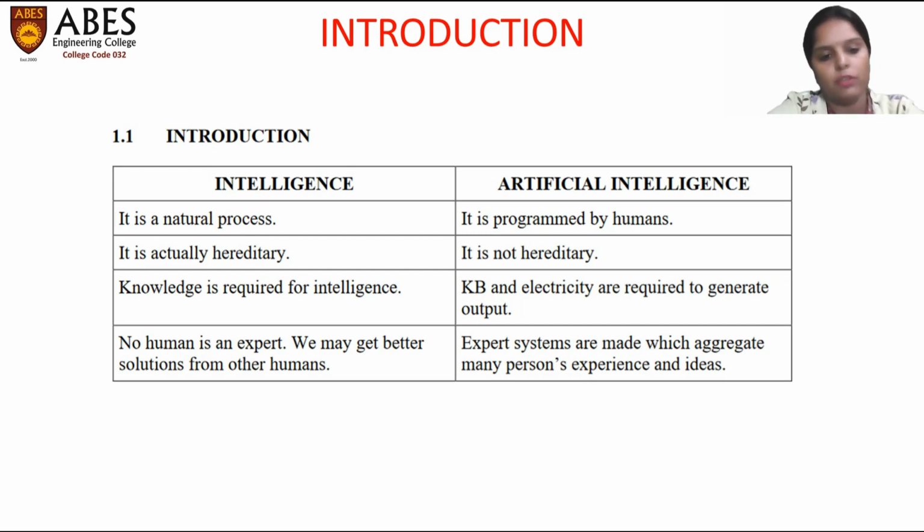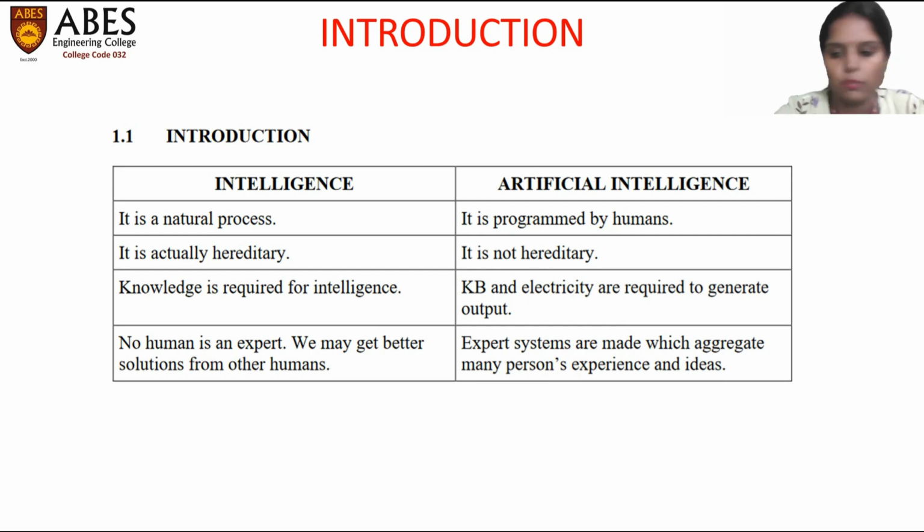If we have two persons, one having machine learning knowledge and the other having blockchain knowledge, then the person having machine learning knowledge can answer about machine learning, and the second person can answer about blockchain. But in artificial intelligence, knowledge plus electricity, both things are required to generate the output.